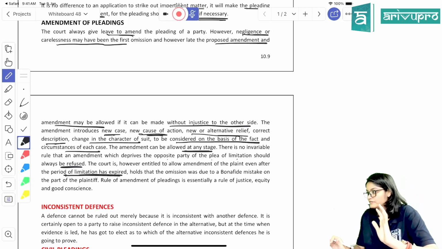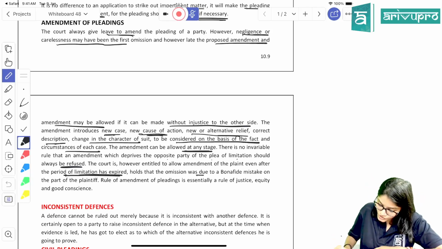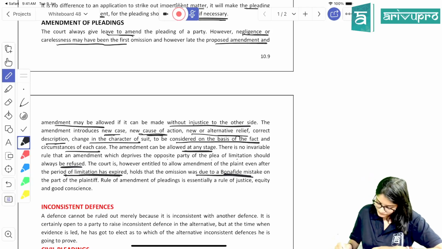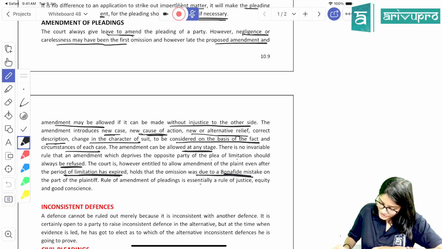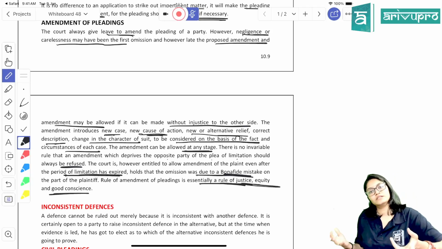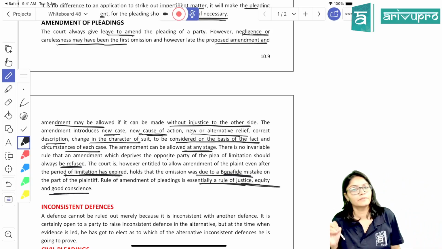It is in good faith how you are able to prove your mistake. It holds that the omission was due to a bona fide mistake in good faith, right? The rule of amendment of pleading is essentially a rule of justice, equity and good conscience. So based on this, the court will decide whether amendment should be given or should not be allowed.